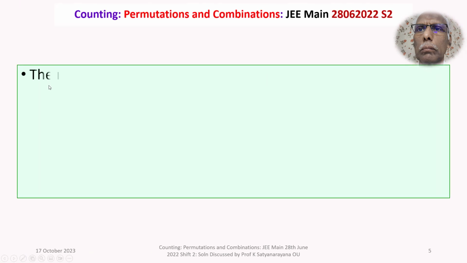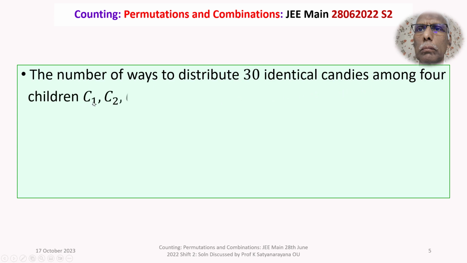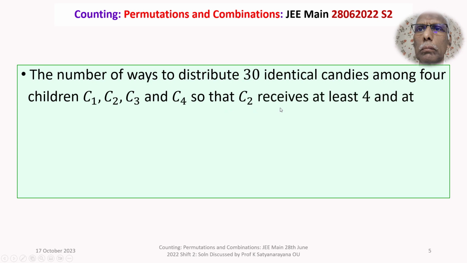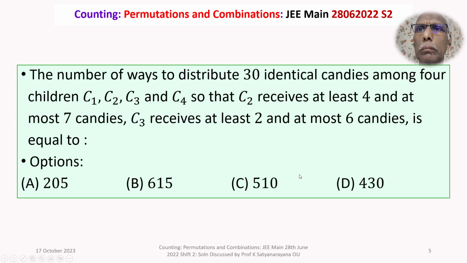The given question is: the number of ways to distribute 30 identical candies among 4 children C1, C2, C3 and C4, so that C2 receives at least 4 and at most 7 candies, and C3 receives at least 2 and at most 6 candies, is equal to. We are given 4 options, A, B, C, D.